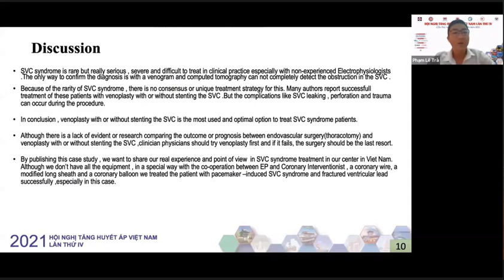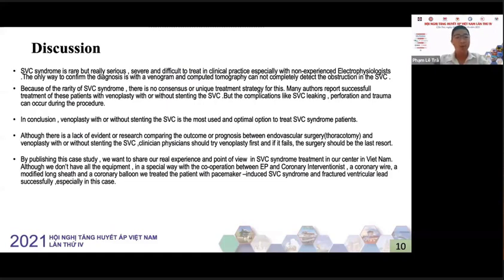In conclusion, venoplasty with or without stenting the SVC is the most used and optimal option to treat SVC syndrome, although there is a lack of evidence or research comparing the outcome between endovascular surgery and venoplasty with or without stenting the SVC. Physicians should try venoplasty first, and if it fails, surgery should be the last resort. By publishing this case study, we want to share our real experience and point of view in SVC syndrome treatment in our center in Vietnam.